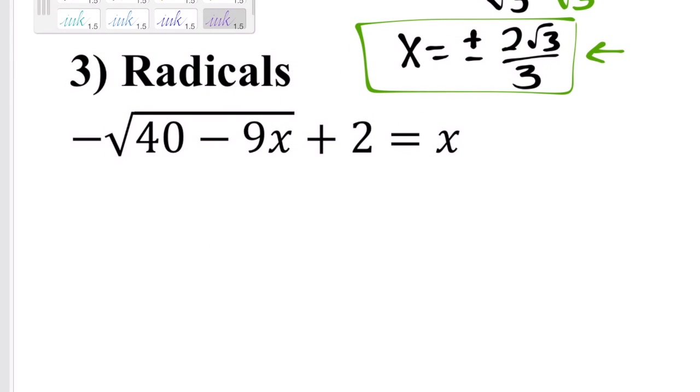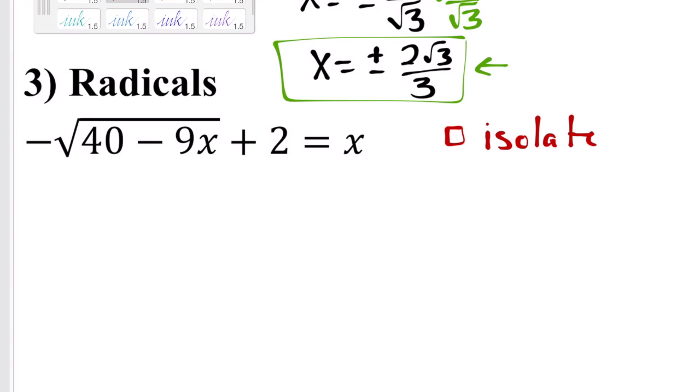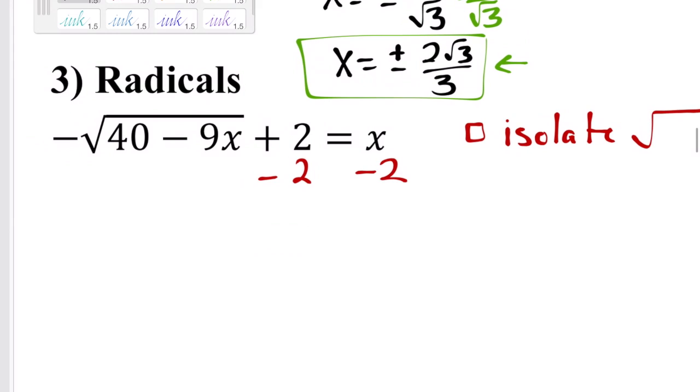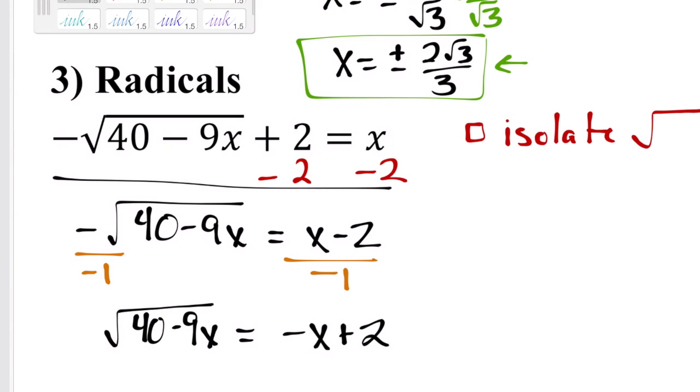Next, we are looking at radicals. One of my first steps when I'm solving with a radical like this is to isolate the radical. I want to get that radical by itself. So I'm going to start by subtracting that 2 over. I don't like the negative in front, so we're going to divide that. Now that I've gotten that alone, I'm going to square both sides in order to eliminate that square root.